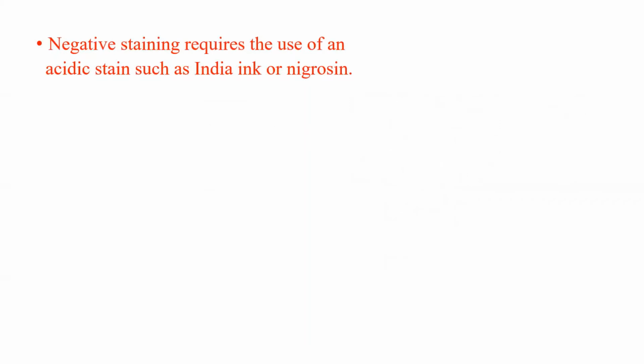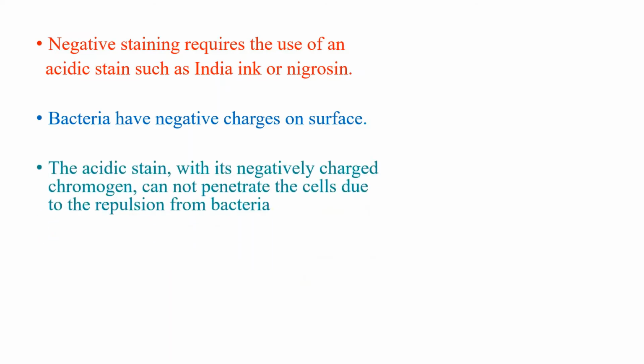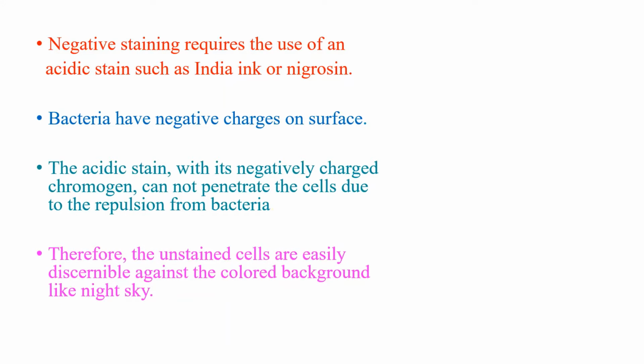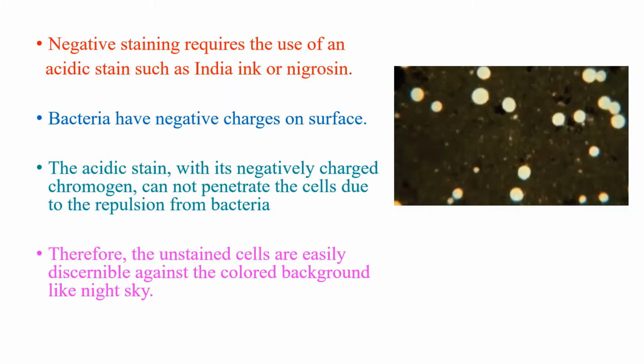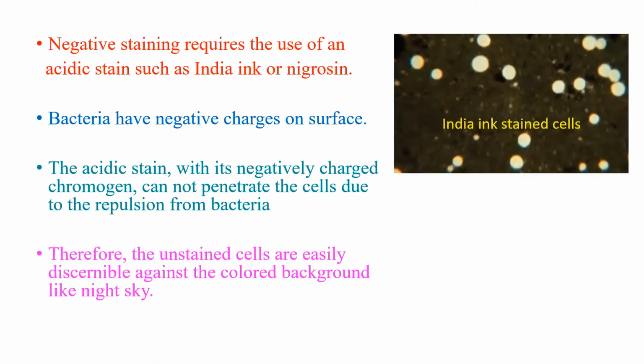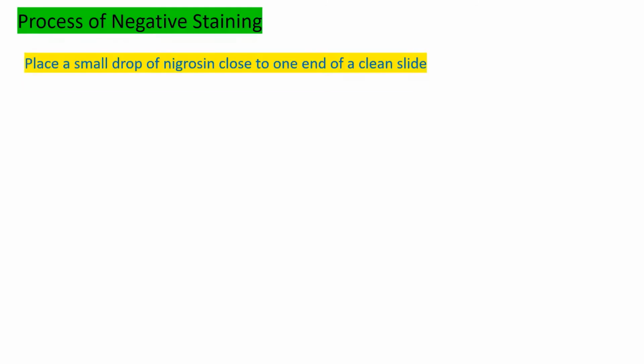Negative staining requires the use of an acidic stain such as India ink or nigrosin. Bacteria have negative charges on the surface, we know. The acidic stain with its negatively charged chromogen, that is a coloring agent, cannot penetrate the cells due to the repulsion from bacteria. Therefore, the unstained cells are easily discernible against the colored background like a night sky.